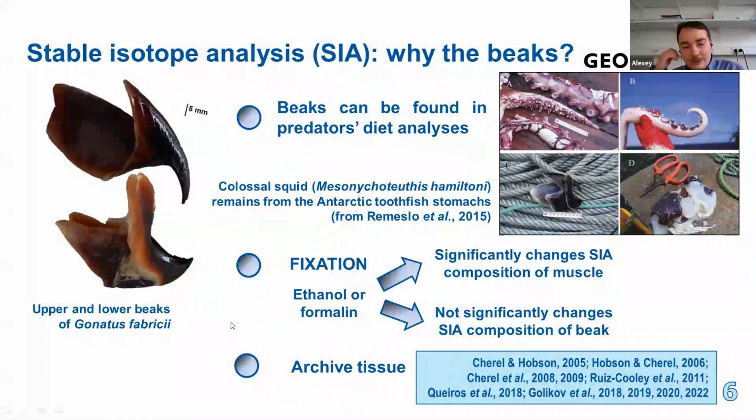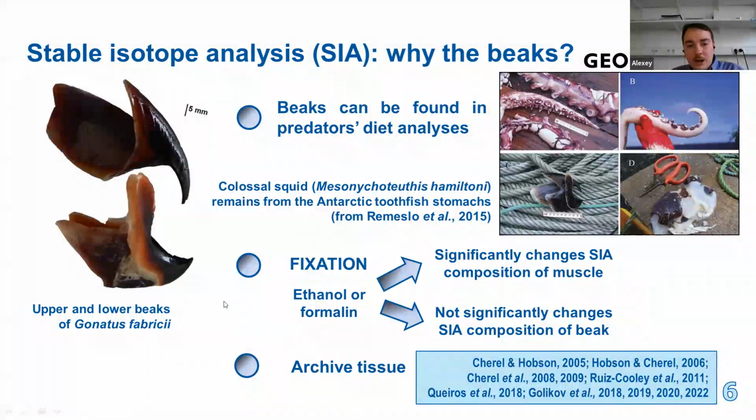And last, but not least, in fact very important here, beaks can function as archive tissue. They are chitinous, and once they are formed, they reflect the isotope composition which came from the diet at that specific moment, and it is not changed after that point. As a cephalopod individual grows, the newer part of the beak reflects its diet in the later parts of ontogenesis, but the previous ones just remain as they are. So the beak functions as archive tissue.